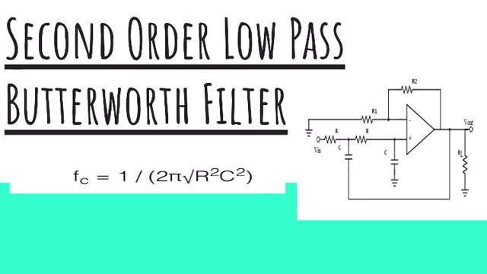In this second order filter, the cutoff frequency value depends on the resistor and capacitor values of the two RC sections. Here the cutoff frequency is calculated by using this formula: Fc is equal to 1 by 2 pi root over R square into C square. This is the topic for the second order low pass Butterworth filter.